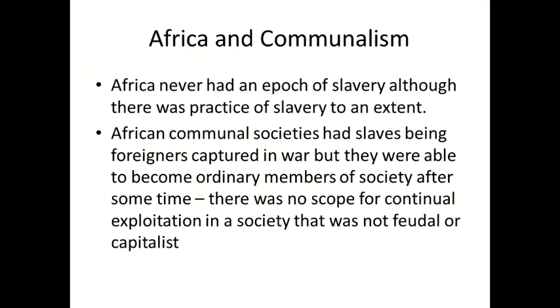But elsewhere, you find African communal societies, that is, societies that were not feudal, had slaves who were foreigners captured in war, but they were able to become ordinary members of society after some time. There was no scope for continual exploitation in a society that was not feudal or capitalist.